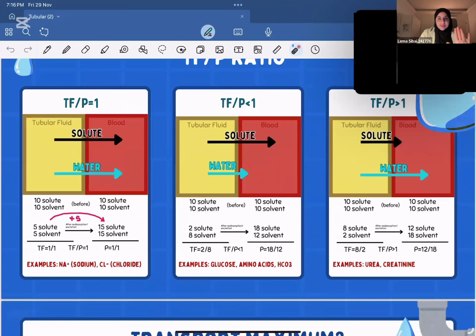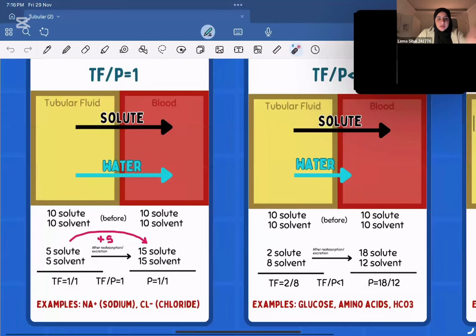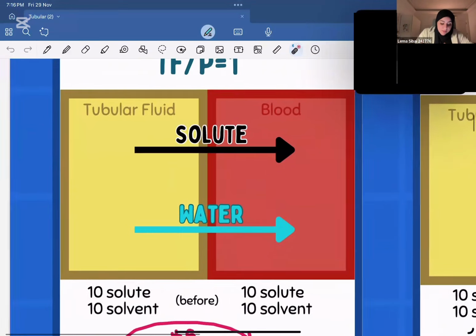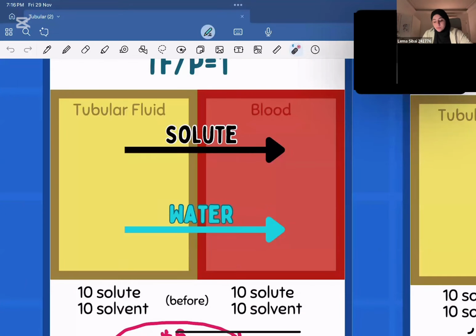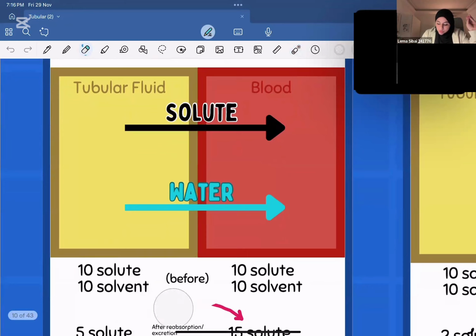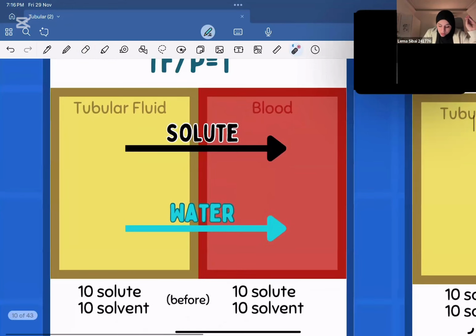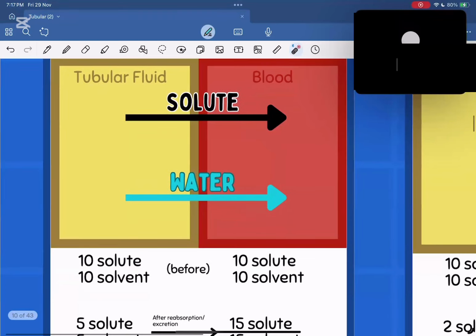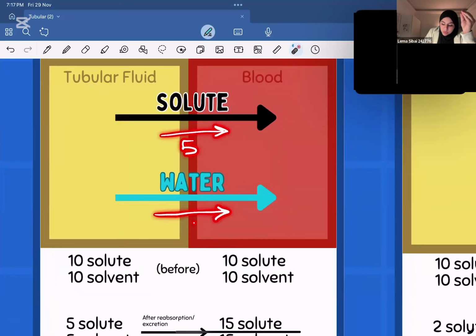I have a scary slide for you, but I'm going to explain this. And later on, I can take any questions because this is kind of a confusing topic. So let's start from the beginning. We have tubular fluid and we have blood, okay? Now, this whole thing is a ratio of solute to solvent, okay? So hypothetically, let's say you have 10 solute and 10 solvent in tubular fluid, and you have the exact same amount in blood, all right? So let's say that you have a substance that when 5 of the substance moves, 5 water moves into the plasma. This is what I meant by solute moving at the same ratio as water.